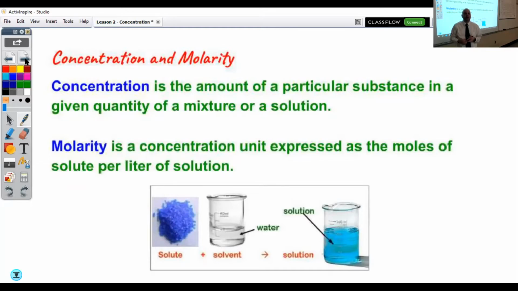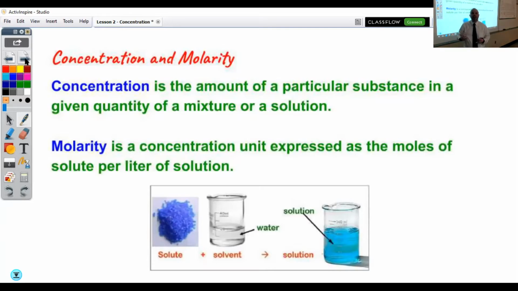So we could talk about concentration in terms of percent, in terms of molarity, like we'll use here, molality. There are tons of different ways to express the concentration of a solution. However, molarity is what we're going to use most often. In the case behind me, if we look at the definition for molarity, it is the concentration unit expressed as moles of solute per liter of solution.